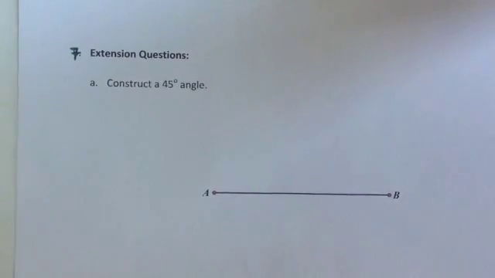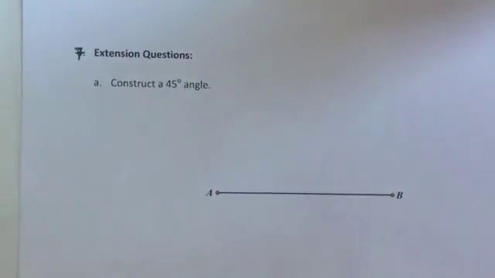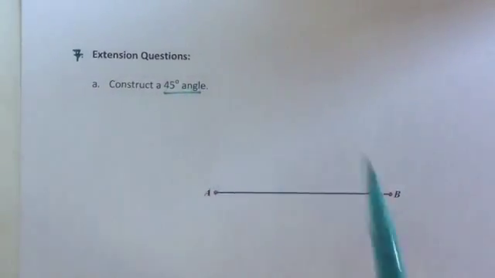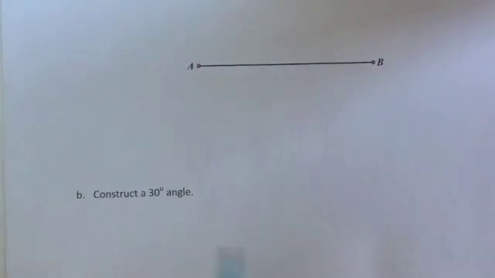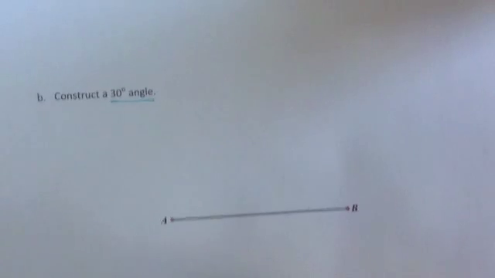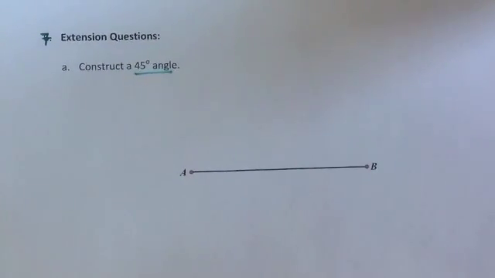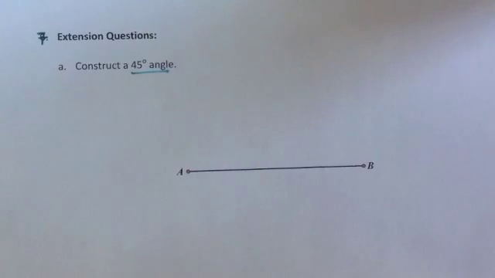In these next couple of questions, we have some extensions, one in which we are asked to construct a 45-degree angle, and another where we're asked to construct a 30-degree angle, just given line segment AB. So we'll start with a 45-degree angle. In order to do this, I have to think about what I know about some angles that we know how to construct, and then how I could get it down to a 45-degree angle.